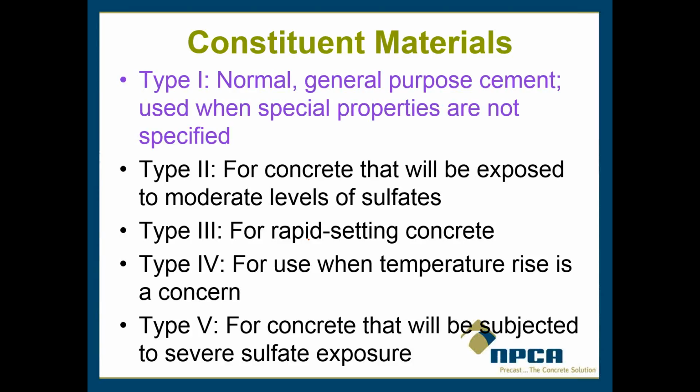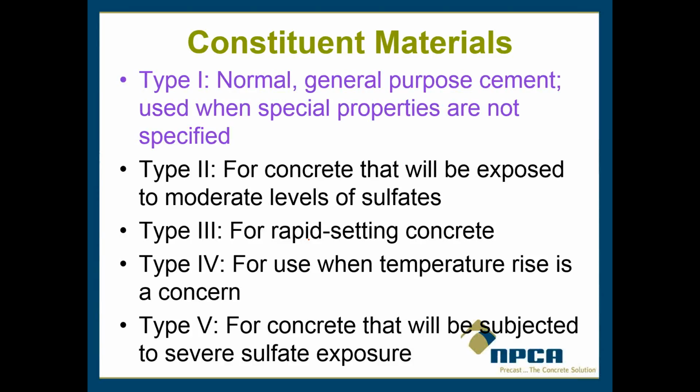Rapid setting concrete, that's type 3. They're used when you're trying to make rapid setting concrete, so if temperature is a concern, the ambient temperature. Type 4 is used when temperature rise is a concern. When cement and water come together, that chemical reaction is called hydration, and it's an exothermic reaction, which means that it gives off heat.